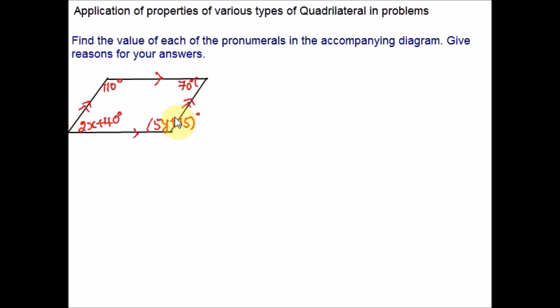Or you can take another property. If you add these two allied angles, you will be getting 180 degrees. Okay, let me take both the properties and show how to find. First, let me use the opposite angles of a parallelogram property.